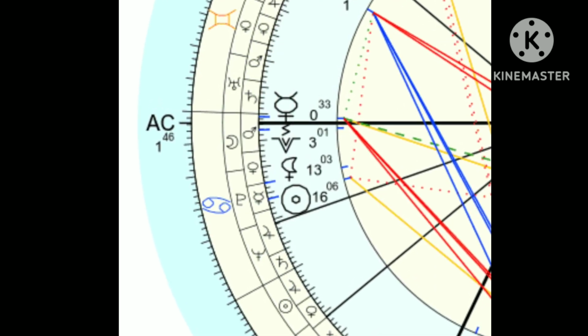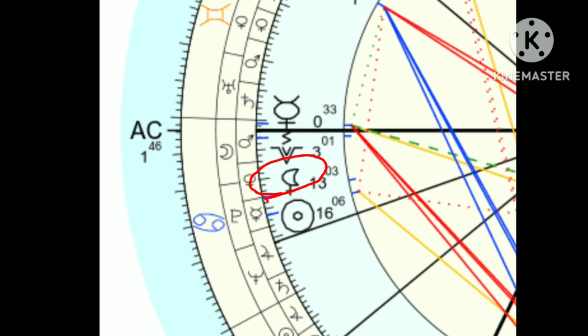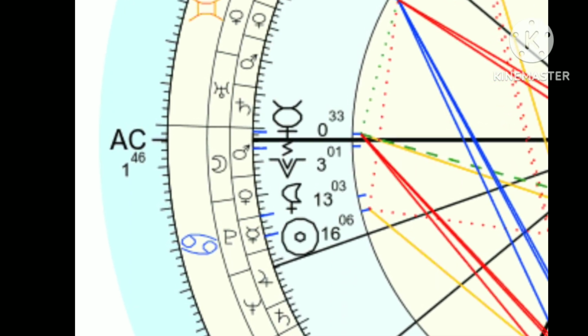Since there's also a wide conjunction with Black Moon Lilith, their inner flame communication is likely to be idiosyncratic or on the social cutting edge.